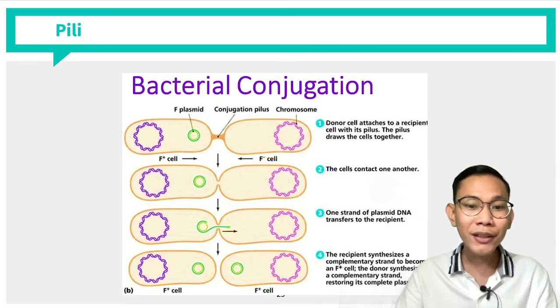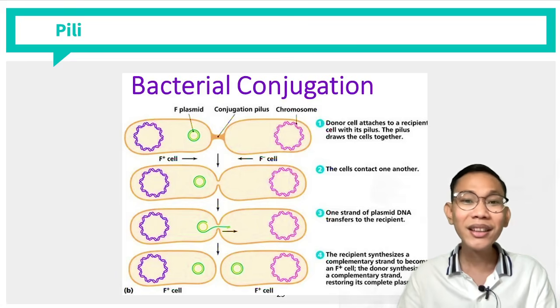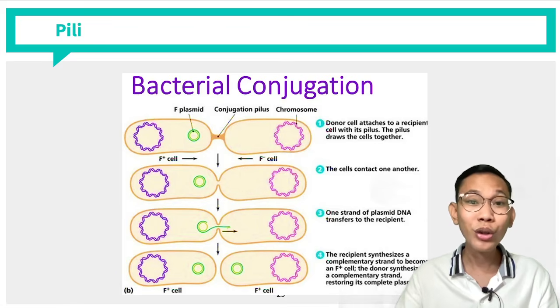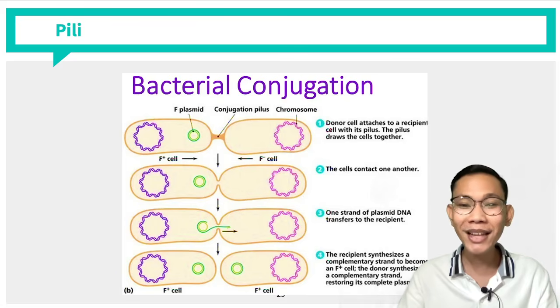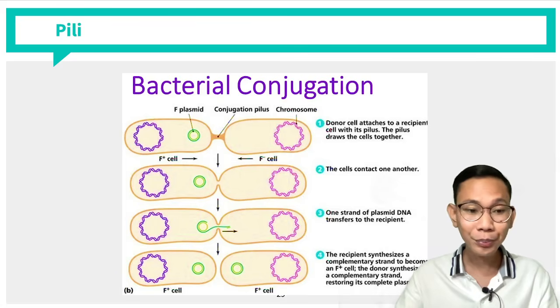Therefore, it transfers its ability to other bacterial cells which do not contain that ability. That is the importance of your bacterial conjugation by the action of your pili. I hope you understand the concept of your bacterial conjugation.